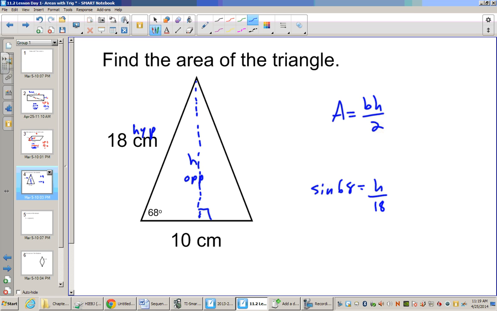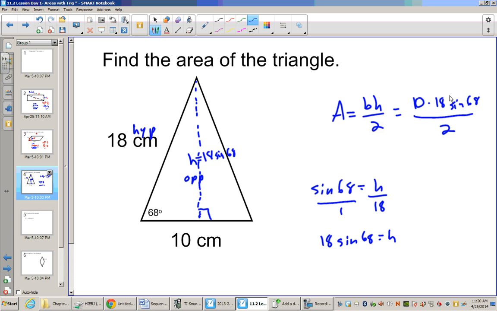Now, just for fun, and not for fun, to show you a formula, what I'm going to do is I'm going to multiply by 18. So this would be 18 sine of 68 is equal to our height. I could use my calculator to figure that out, but I just want to show you something here. Now, to find the area, my base is 10 times 18 times the sine of 68 divided by 2. Now, if you do these problems a few times, you see a pattern. You could take this side times the sine of the angle in between and divide it by 2. Or there's a formula that I'm going to show you next, but let's finish this problem first.